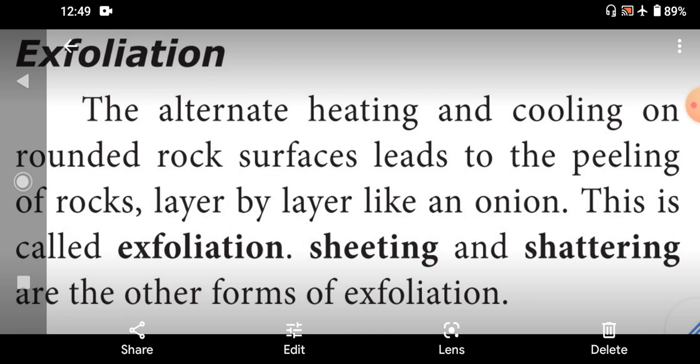If we remove the peel of an onion, it comes out fully, is it? So likewise, because of heating and cooling, sometimes the rock surface also gets peeling, like an onion. This is called exfoliation. Another form of exfoliation is sheeting and shattering, where the rock is removed like a sheet. That form of exfoliation also will happen.